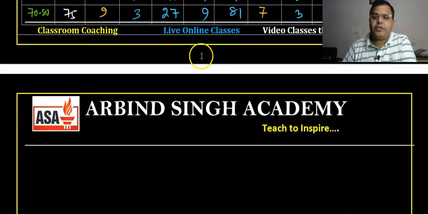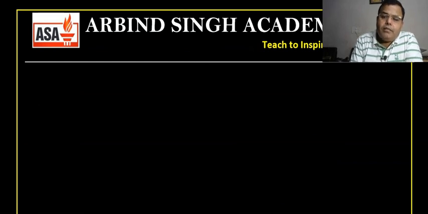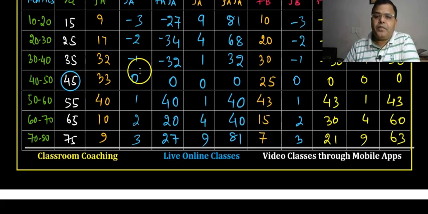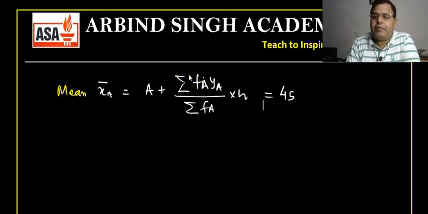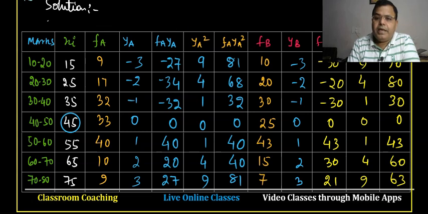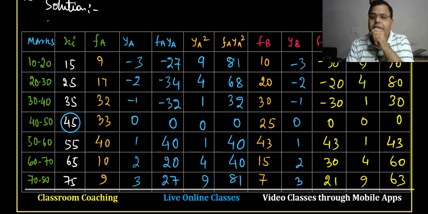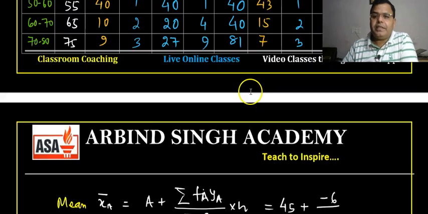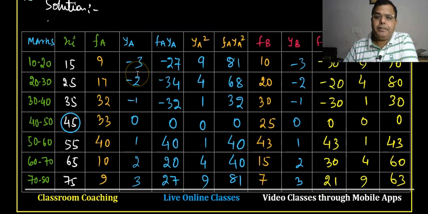We need fA yA. So the mean X bar for A is A plus sigma fi yi upon sigma fA multiplied by h. For this one it will be 45 plus fA yA, which is the sum of all these: 27 and 27 cancel, minus 34 plus 12 is minus 14, and here plus 8. Minus 14 plus 8 is minus 6. So fA yA is minus 6, divided by the total sum of frequency A given here. What will the total sum be?